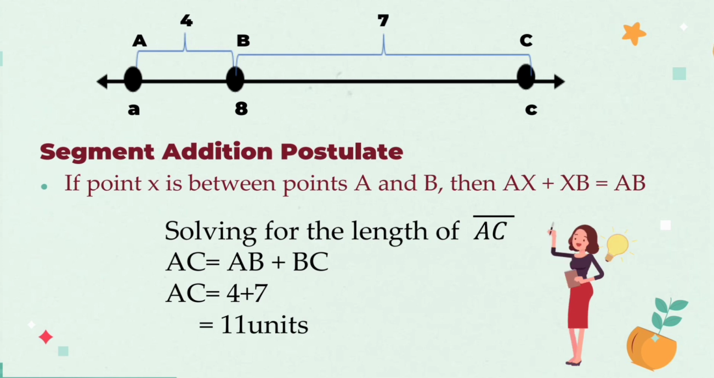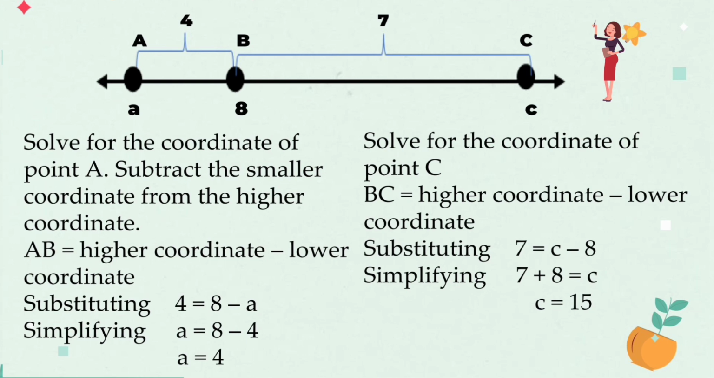Solving for the length of line AC. AC is equal to AB plus BC. AC is equal to 4 plus 7, equals 11 units. Solve for the coordinate of point A. Subtract the smaller coordinate from the higher coordinate. AB equals higher coordinate minus lower coordinate. Substituting, 4 equals 8 minus A. Simplifying, A equals 8 minus 4. A equals 4.